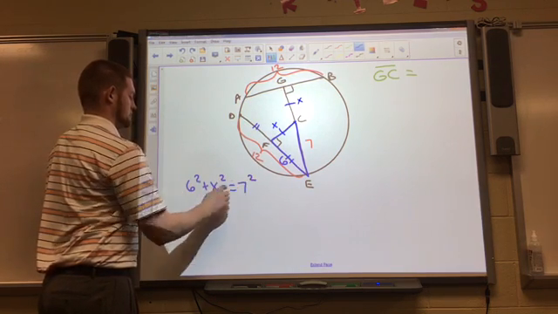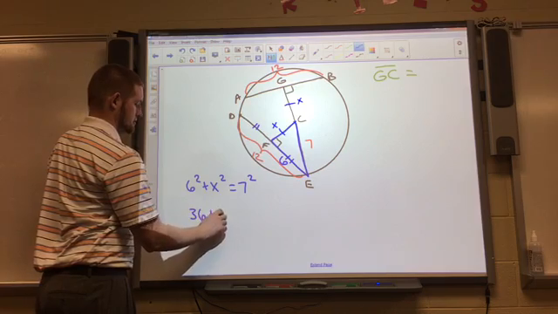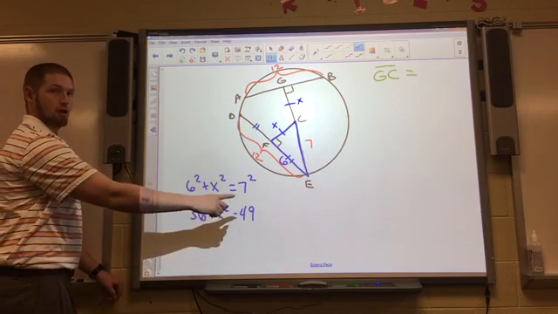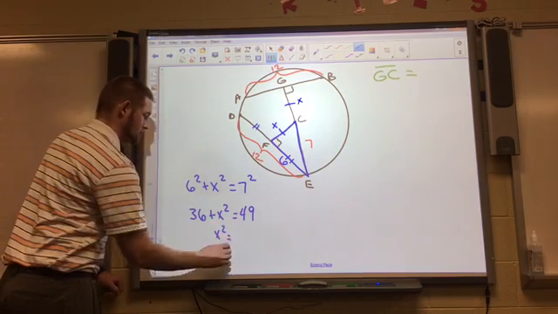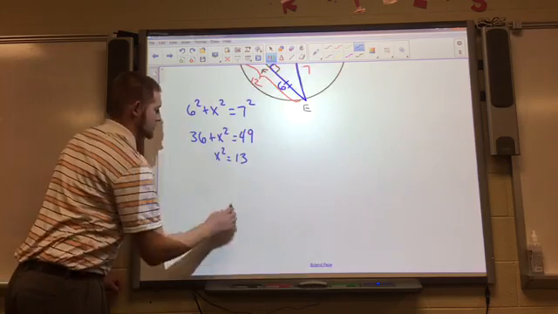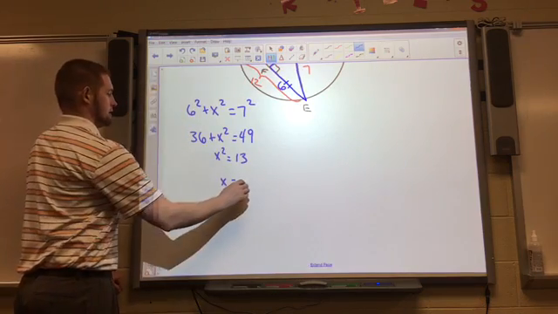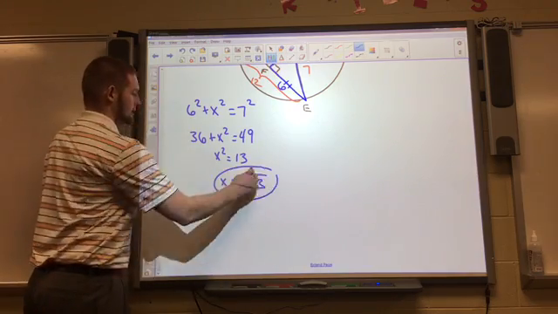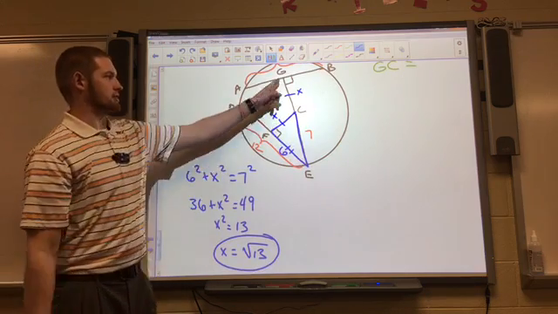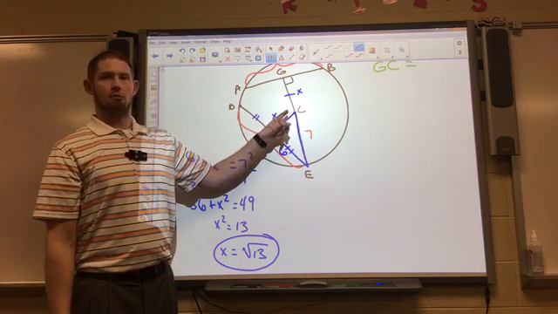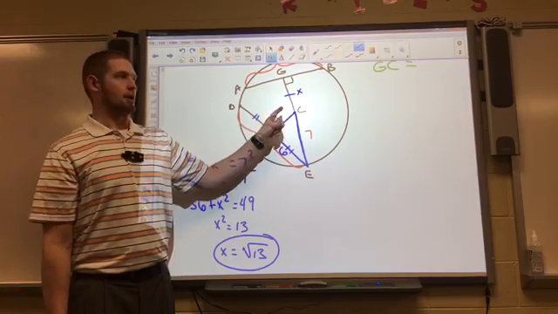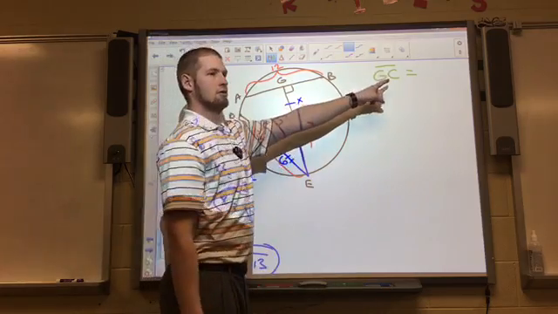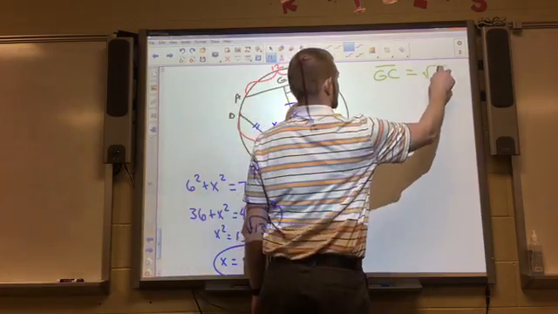Good. So we know 6 squared is 36. 7 squared is 49. Subtract, right? So I get x squared equals 13. What does x equal? Now, technically, it's plus or minus square root of 13, right? But would it make any sense to have a negative square root of 13 as a length? No, because can you have a negative length? No, not possible. So, the length of segment GC is square root of 13.